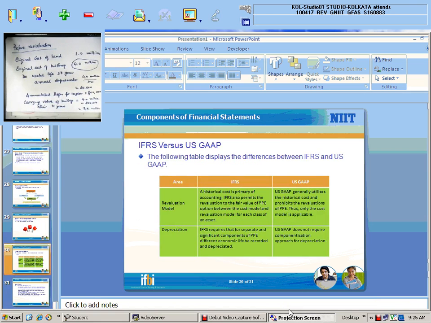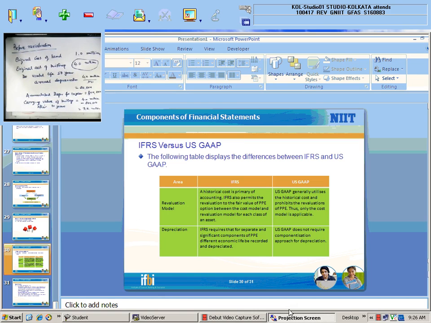So we will talk about some differences between IFRS and US GAAP in the matter of property, plant and equipment. One area is the revaluation model. Under IFRS, historical cost is primary for accounting. But IFRS also permits the revaluation of property, plant and equipment to fair value. So there is an option between the cost model and revaluation model for each class of asset. The entity can adopt either the revaluation model or the cost model for a particular class of asset. But if the revaluation model is applied to one item of a particular class of asset, the revaluation model should also be followed for all the other items in the same class of asset.